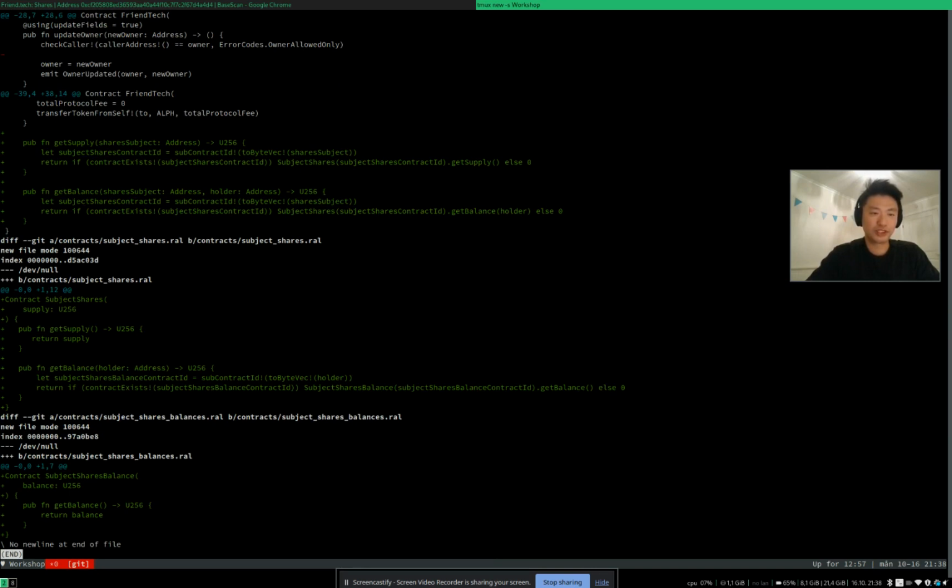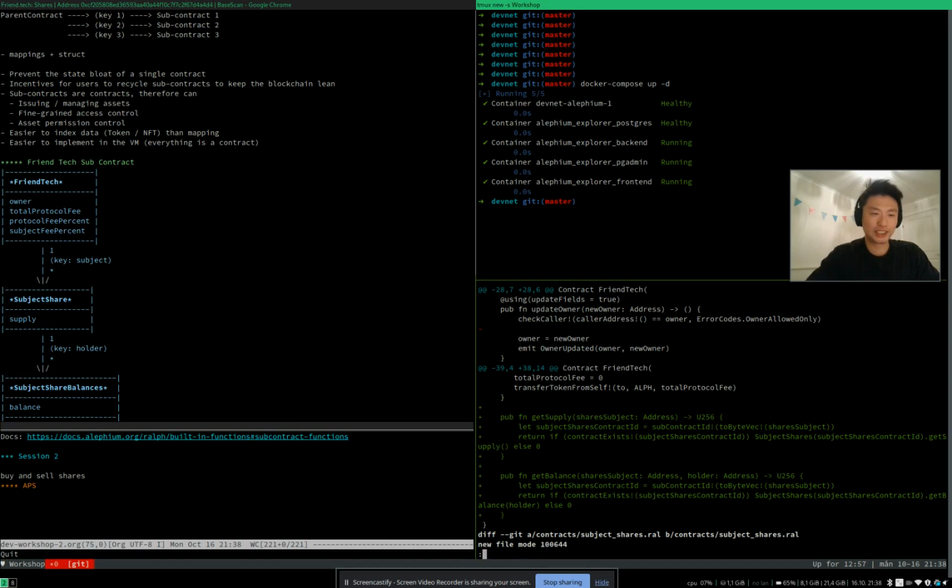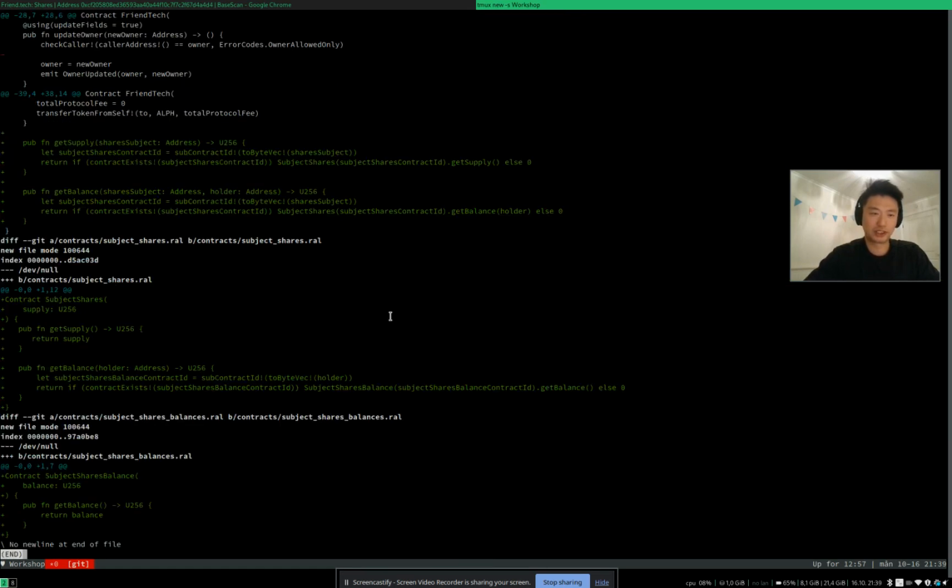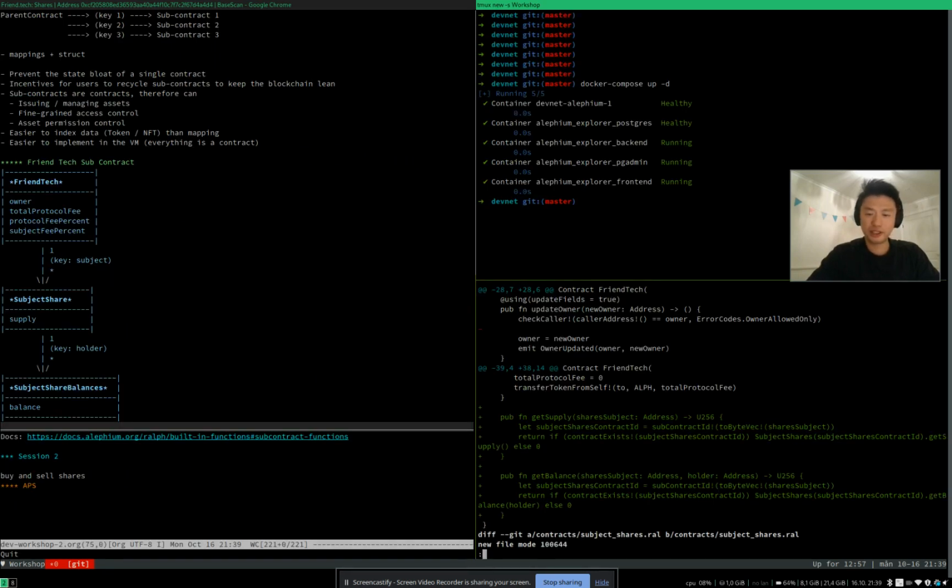You might wonder where we create these subcontracts. That will happen when we buy shares. And when we sell shares, sometimes we actually destroy some of the subcontracts. So we will investigate those in the next session. In this session, we basically just assume that these things happen. And if we have these subcontracts, these are the set of functions to help us get the balance, get the supply, and so on. Great.